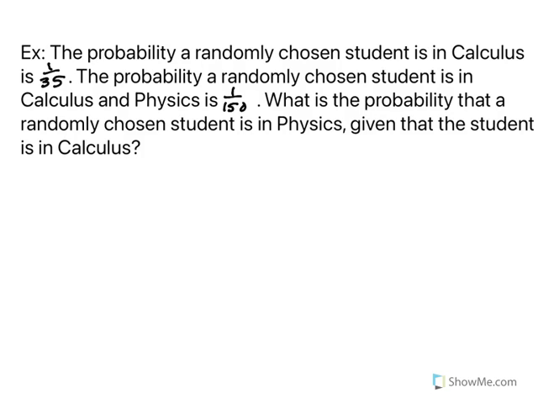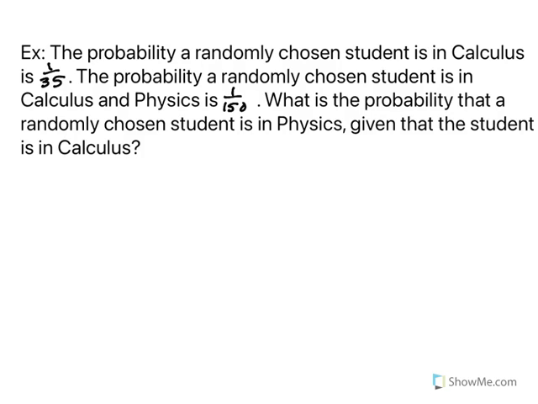Let's do an example. We're going to do 2 examples, so just bear with me. The probability a randomly chosen student is in calculus is 1 out of 35. The probability a randomly chosen student is in calculus and physics is 1 out of 150. What is the probability that a randomly chosen student is in physics given that the student is in calculus? I know some students will read this question and go, I don't know, I'm moving on to the next one. But don't let that be you, okay?